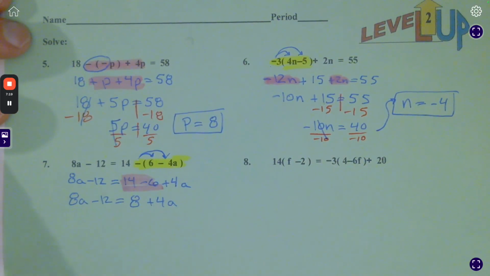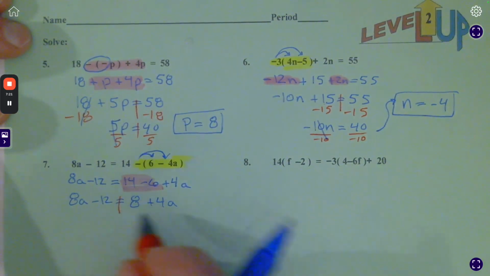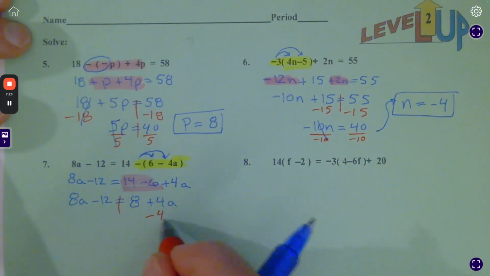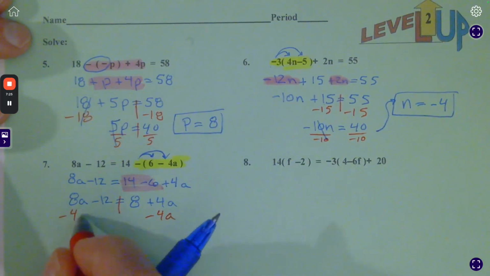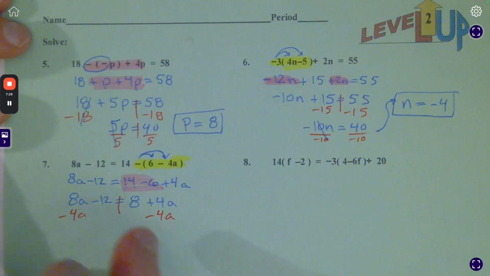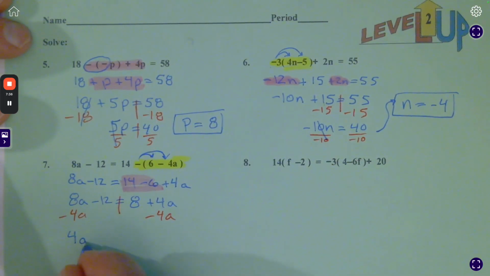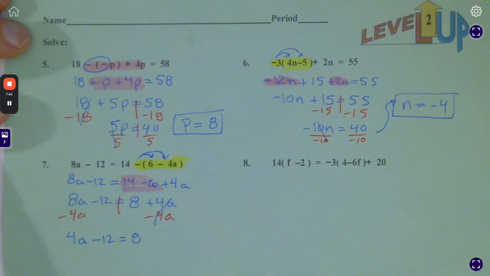Okay, now I'm going to go ahead and do inverse operations. I like to try to move my variables to the left. I do it the majority of the time. Sometimes there's situations where I move it to the right, but the majority of the time I go to the left. 8 minus 4 is 4, category A. That's what makes them like. They have the same category. Minus 12 equals 8 because that goes to 0.